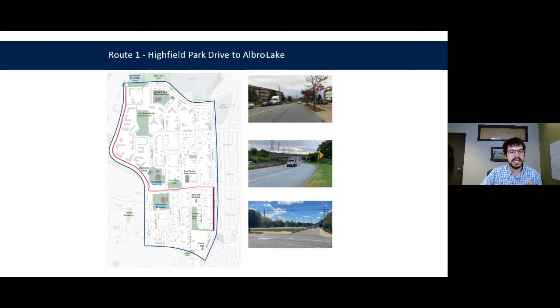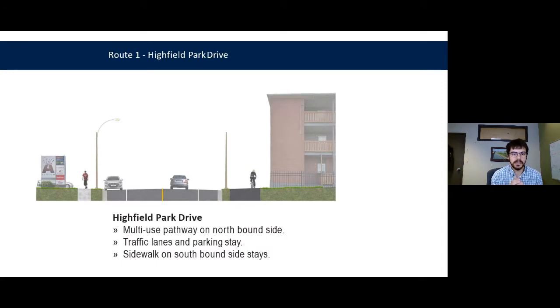As Chloe mentioned, it is a concept at this point, a what-if idea of what it would take to connect Wise Road to the Greenway via this route. So Albro Lake Road, up Victoria, and then across Highfield Park. So those are three distinct sections. And on the next slide, we can start to dive into what some of those sections look like.